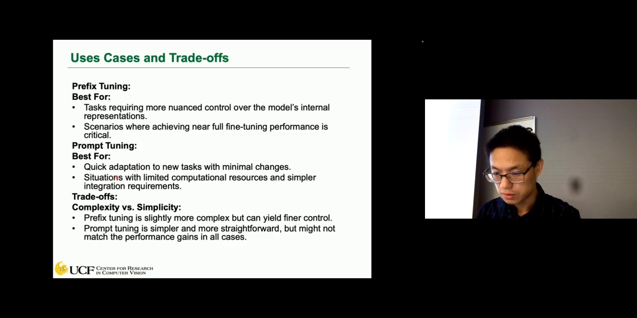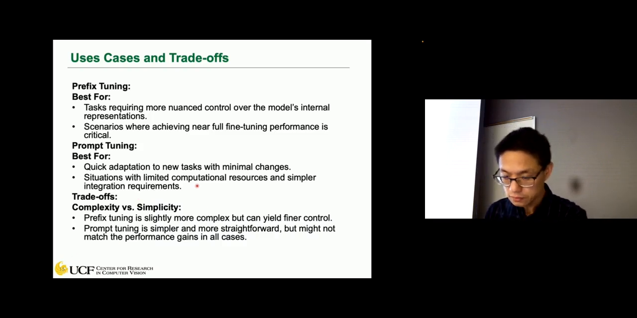But for prompt tuning, we want to do a quick adaptation to a new task with minimal change, because it is only applied to the input tokens. We only append some prompt tokens in the input layer. So you can imagine this has even fewer tunable parameters compared to prefix tuning, and this can help us have very quick adaptation. We don't want to change the internal representation too much, but we just want a very quick adaptation.